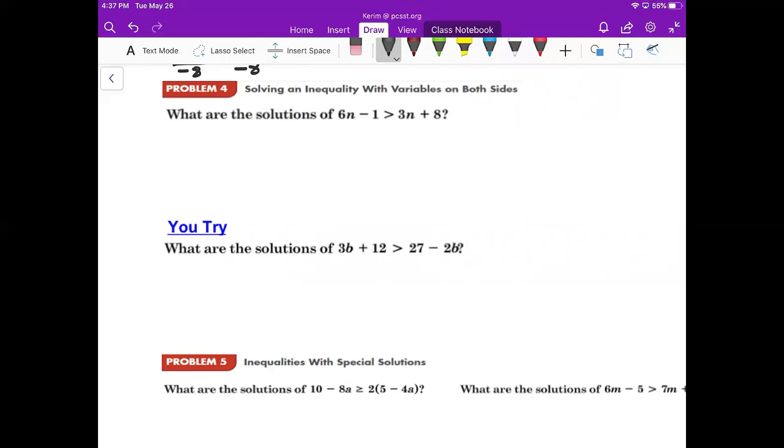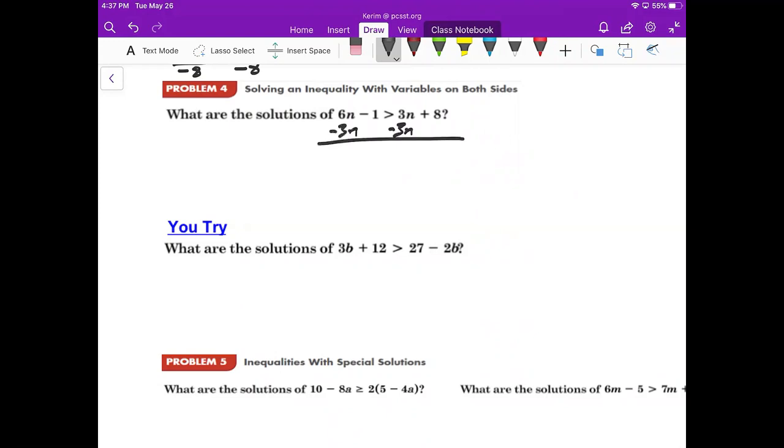So what I'm going to do is either start with the numbers or the variable terms. We're just going to undo that. But the nice way to do this kind of work is look at the variable terms, 6n, 3n. Whichever is smaller, if you want to do subtraction, subtract the smaller number. If you want to do addition, go the opposite direction. So since 3n is smaller than 6n, I'm going to subtract 3n from both sides.